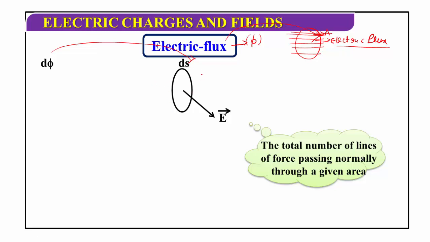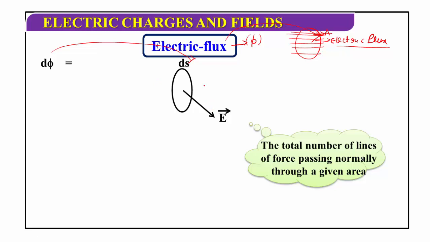From this concept, we consider this is the total surface. Here ds is the area vector. ds is the magnitude of this area element or area vector, and d phi is the electric flux through an area ds. Remember this point. D phi is the electric flux through an area element ds around the point where the electric field E is given.